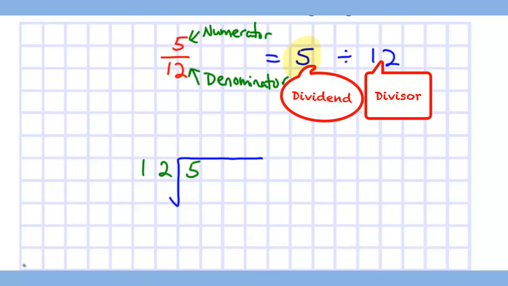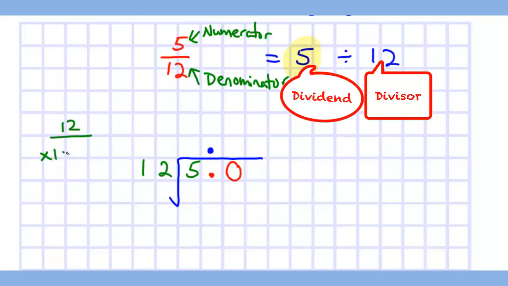Notice how 12 cannot go into 5 right here, so you now have to add a 0 to the 5 with a decimal point in between the 5 and the 0, which turns this into 5.0 or 5 and 0/10. Since you add a decimal point to the question, you will also need to add a decimal point on the top for your answer.